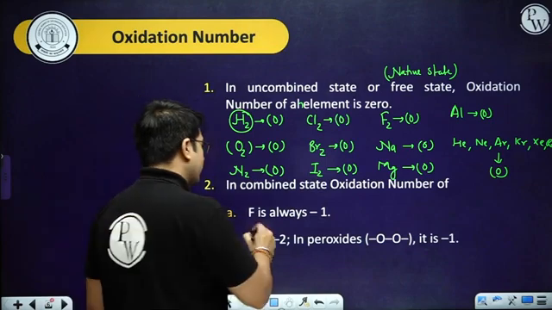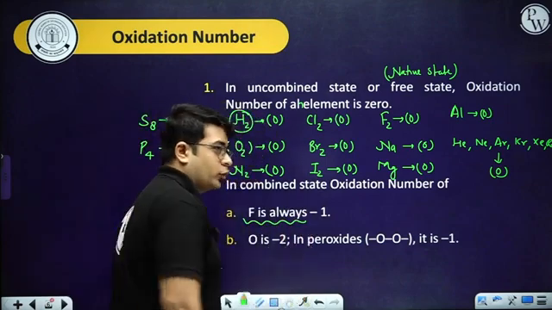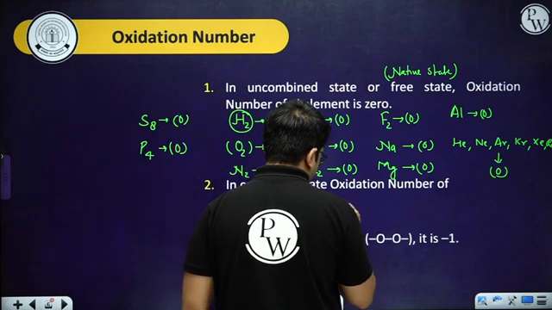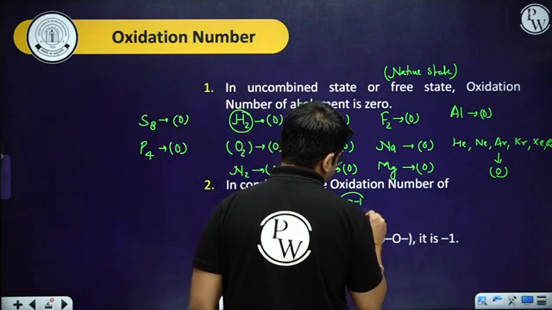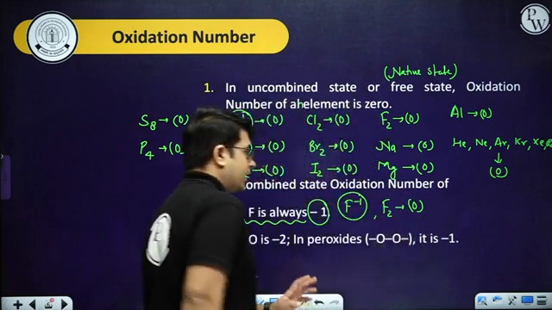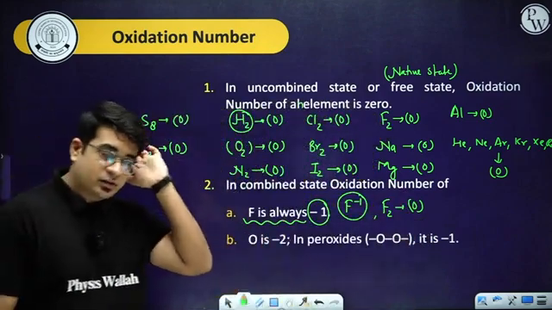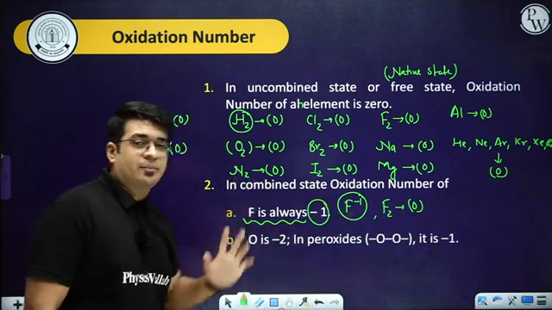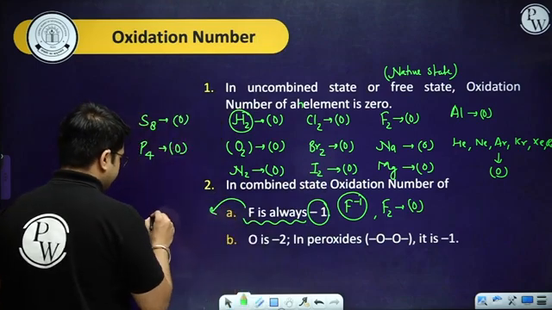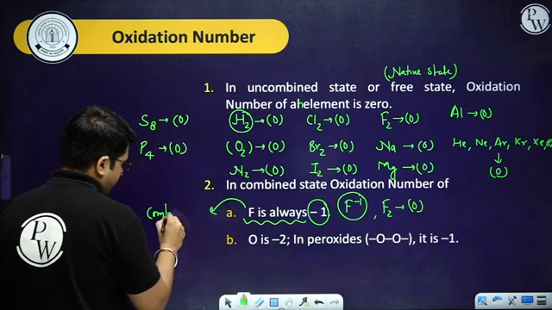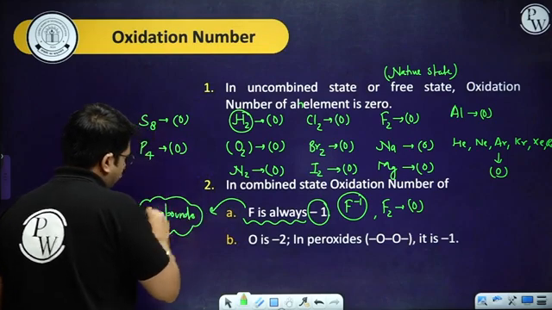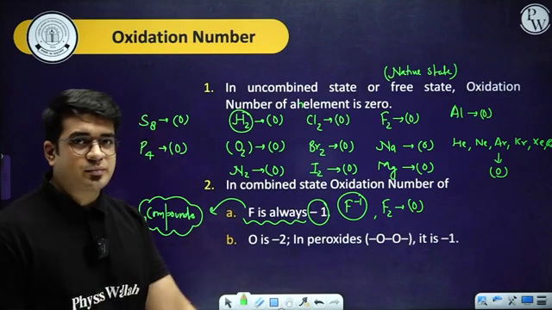In the case of fluorine, fluorine generally shows only two oxidation states. The first one is -1, which is F⁻, and the next one is F2, which is 0. So fluorine can show only 0 and -1. In all the compounds of fluorine, it is always -1.